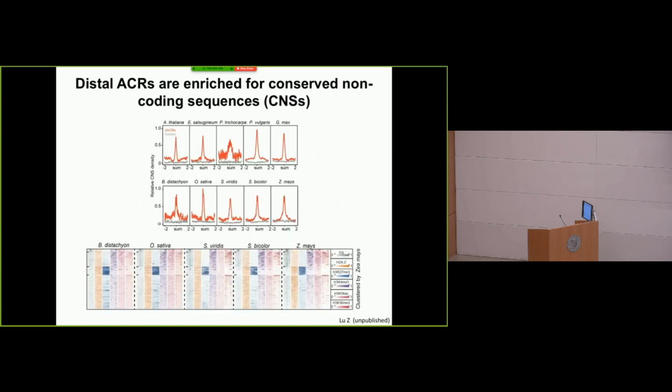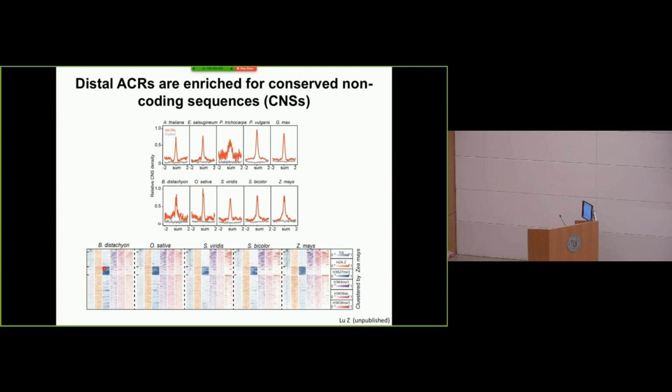And what we can see is that when we look at these accessible chromatin regions, we identify conserved non-coding sequences between all of the dicots, and then separately all the monocots. And what we can see very nicely is they're highly enriched for these conserved non-coding sequences in these distal accessible chromatin regions. And again, when you look at the chromatin environment, these 4 different chromatin classes here, you can see that even between distantly related species, these CNSs have these conserved chromatin modifications.